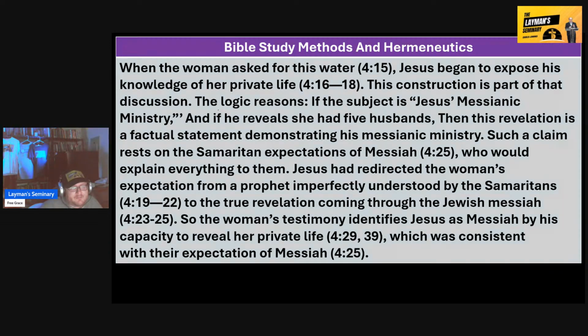The logic reasons: if the subject is Jesus' messianic ministry, and if he reveals she has 5 husbands, then this revelation is a factual statement demonstrating his messianic ministry. Such a claim rests on the Samaritan expectation of the Messiah, who would explain everything to them. Jesus had redirected the woman's expectation from a prophet, imperfectly understood by the Samaritans, to the true revelation coming through the Jewish Messiah. So the woman's testimony identifies Jesus as the Messiah by its capacity to reveal her private life, which was consistent with their expectation of Messiah.